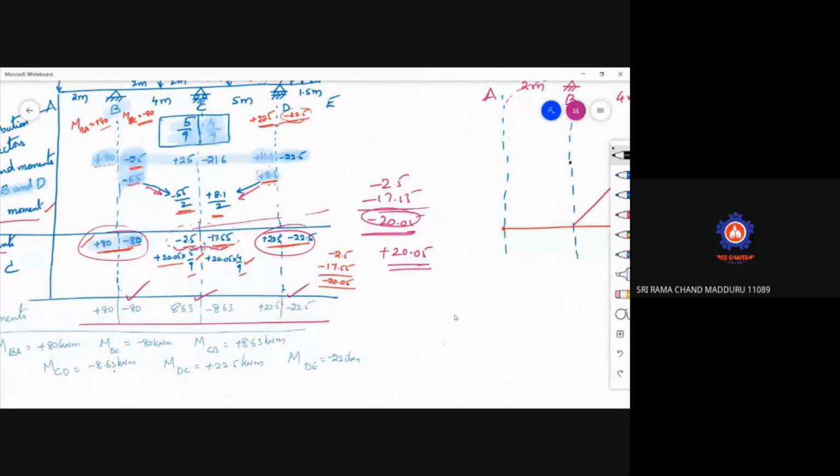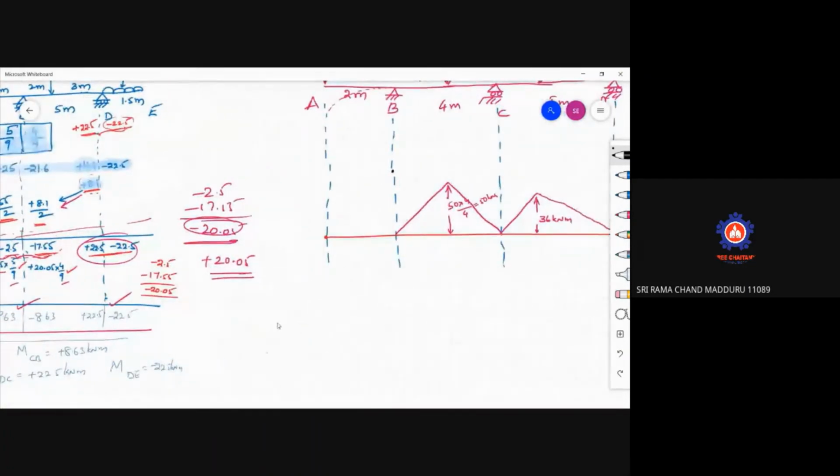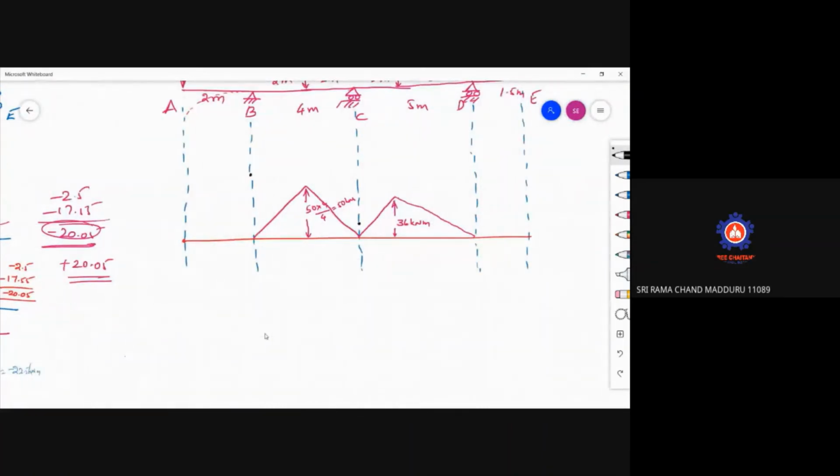And the next one is 8.63. So this is 8.63 here, somewhere here it will be there. Next one will be the support moment 22.5. So the 22.5 will be there. So just join them as a straight line as it is a negative bending moment.